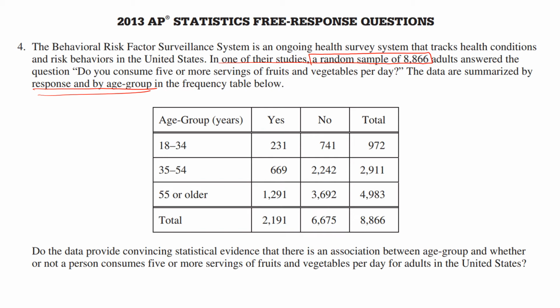Each person in the sample was asked their age and whether or not they eat fruits and vegetables every day. So I have two variables, age and whether or not they eat fruits and vegetables per day. These are both categorical variables. Two categorical variables means chi-square test of association.